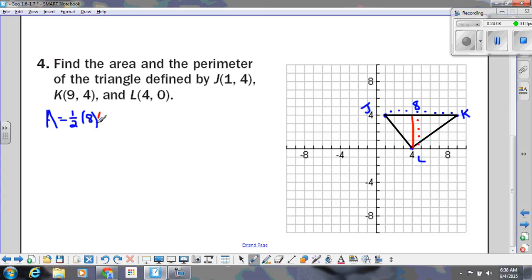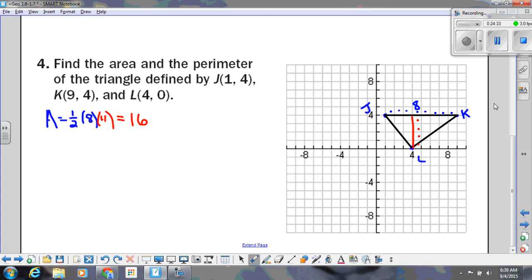So I'm doing half of 8 times 4, so that's half of 32, which will be 16. And I don't have units, so I don't have to worry about that, but I could just say units squared if I wanted to. All right, and then for perimeter, I only have 8. How am I going to find the distance, the length of JL and LK? Well, yep, you guessed it, distance formula.